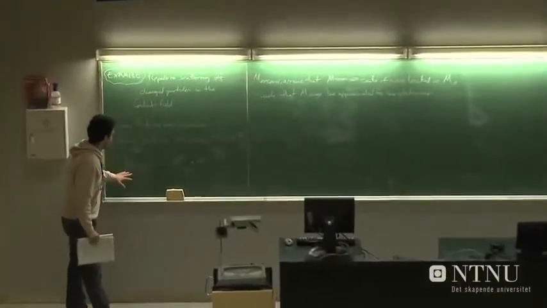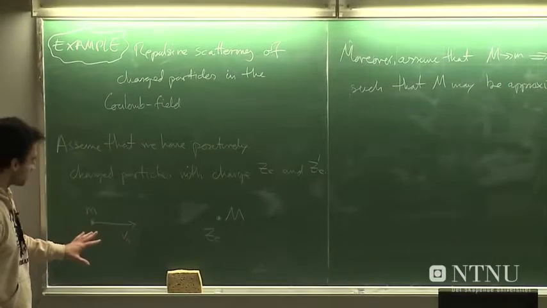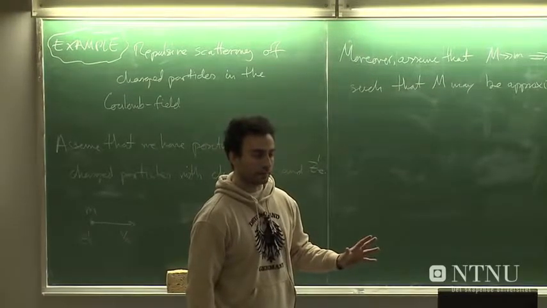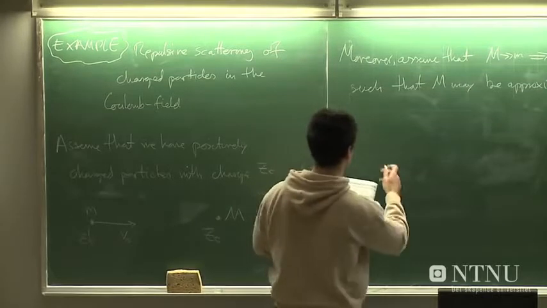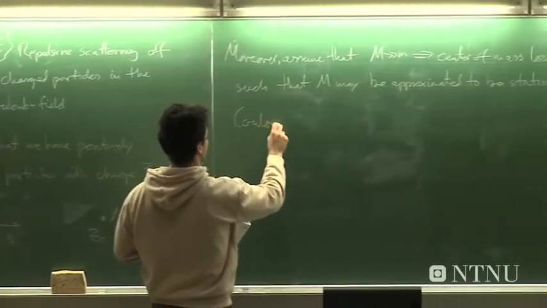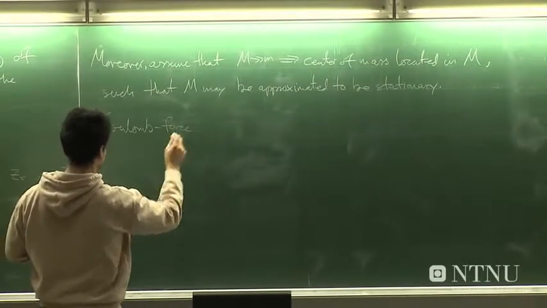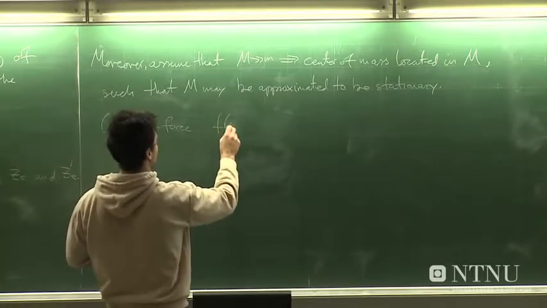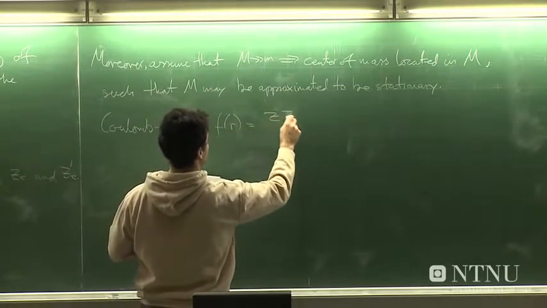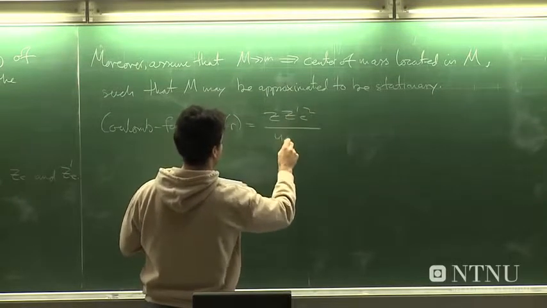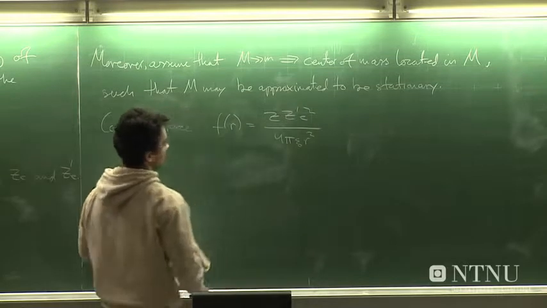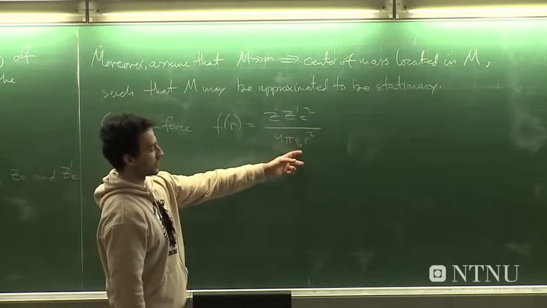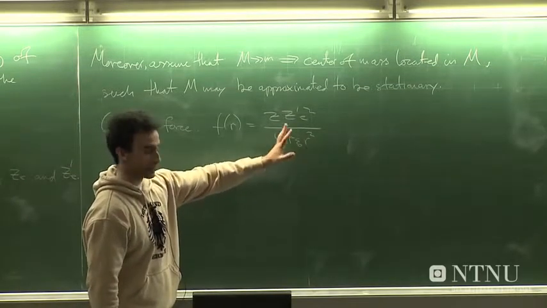So with these two particles, both being positively charged, we may write down the resulting force that they interact with. So the Coulomb force for this particular scenario is given as the product of the two charges involved, divided by 4 pi epsilon 0 r squared. So it looks like this.